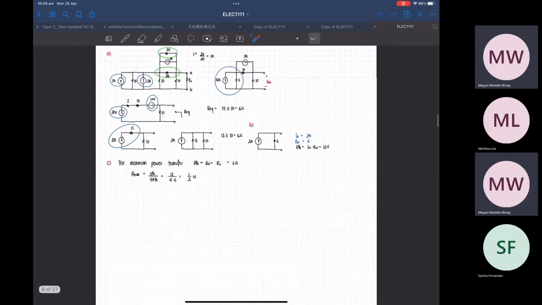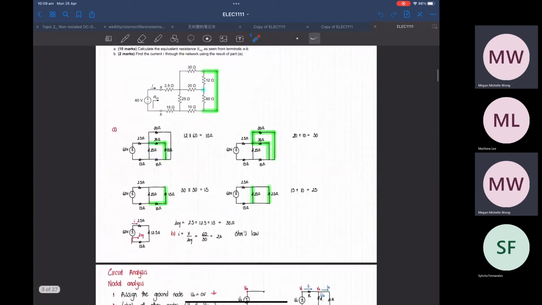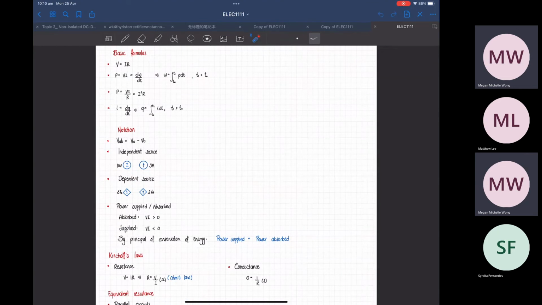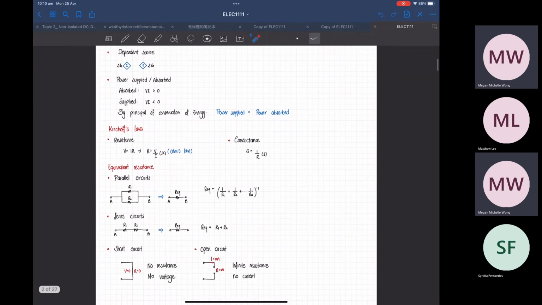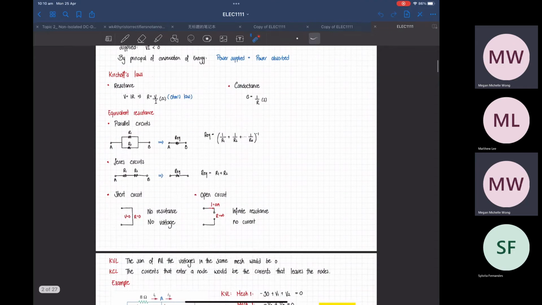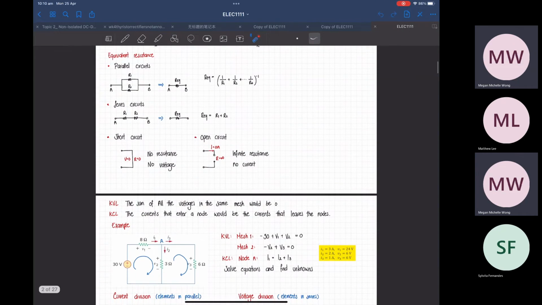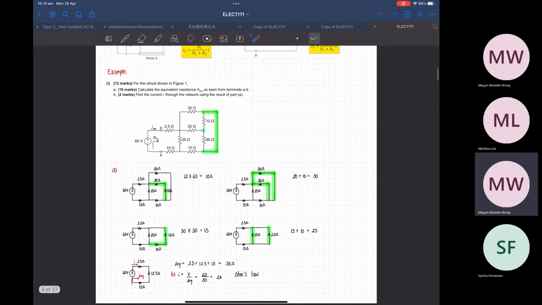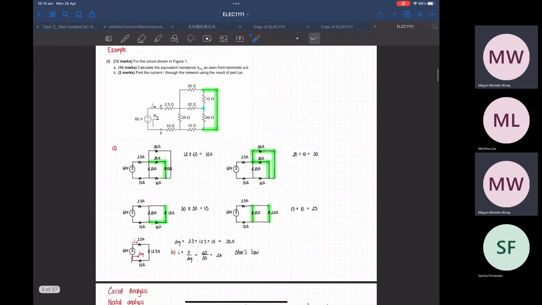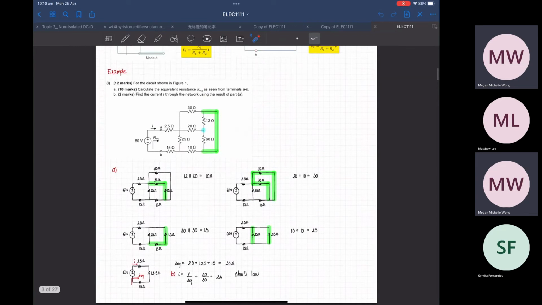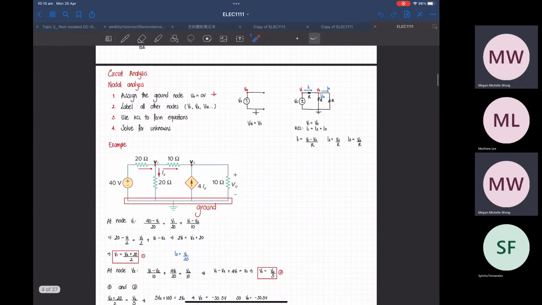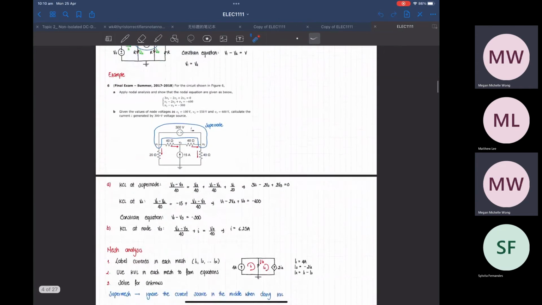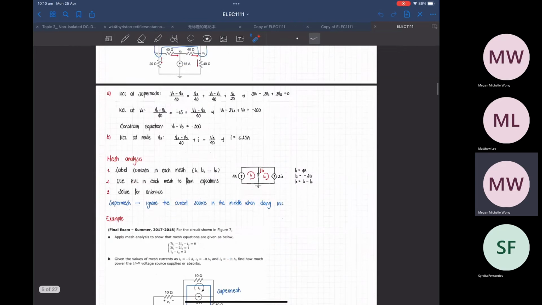Okay, so I also have notes for the first half of the course. I guess you guys are pretty familiar with all the notations and formulas for Ohm's law and Kirchhoff's current law and parallel resistance. These are some examples that we have, for example, finding the equivalent resistance. This is some example about nodal analysis or mesh analysis.